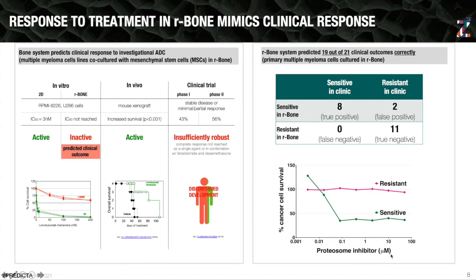So looking at the top table, patients who were sensitive in the clinic, there were 8 of them. For all 8, the cells were sensitive in our bone, and we saw at least 50% cell kill in reconstructed bone.